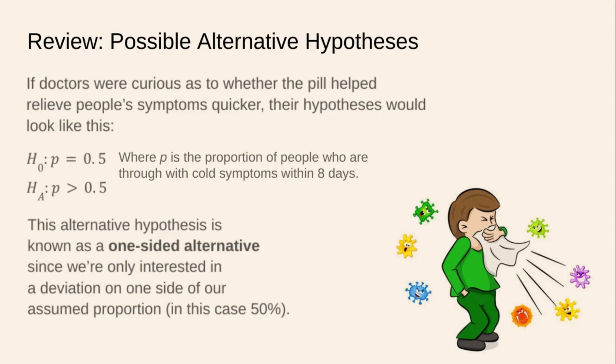This is what we would call a right tail test. We're examining the right tail of the bell curve, but generically it is a one-sided alternative since we're only interested in a deviation on one side of the assumed proportion, one side of our P sub 0 value, in this case 50%.